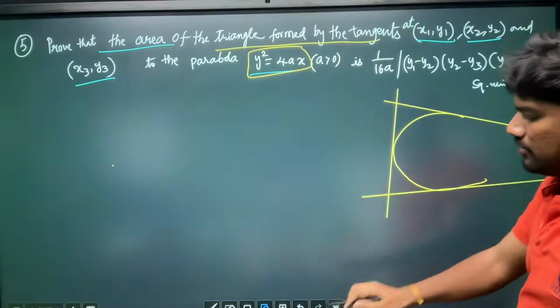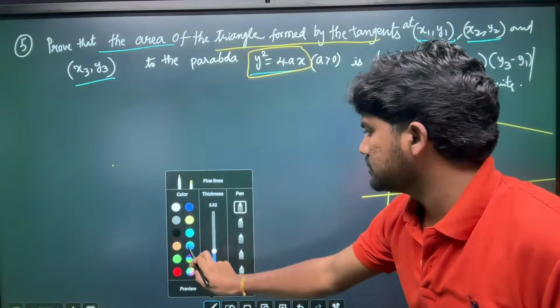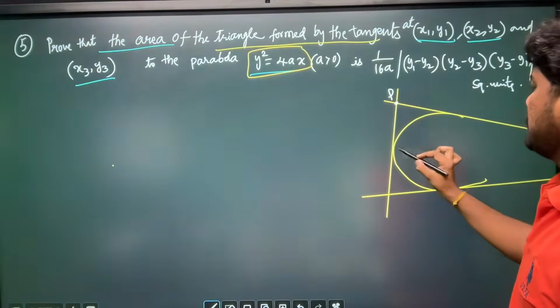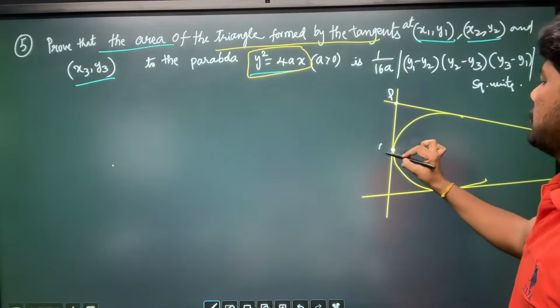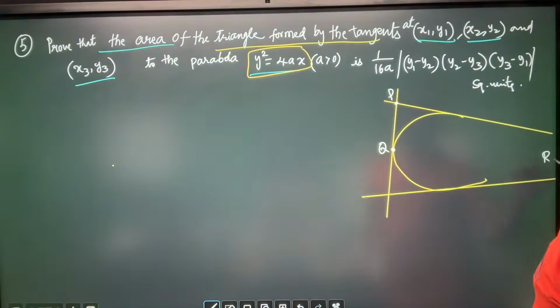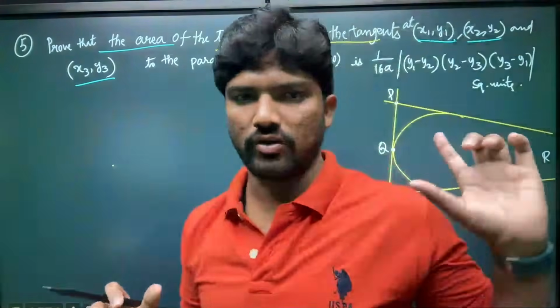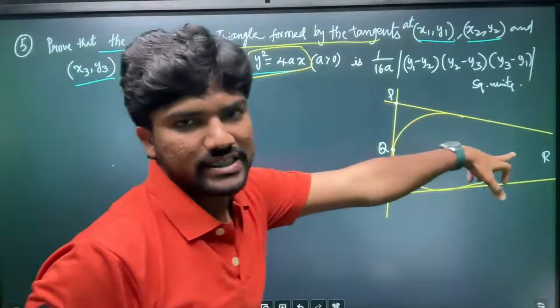Okay, so I am taking this point as capital P, and capital Q, and here you have capital R. The ending corner point, take that as capital R.